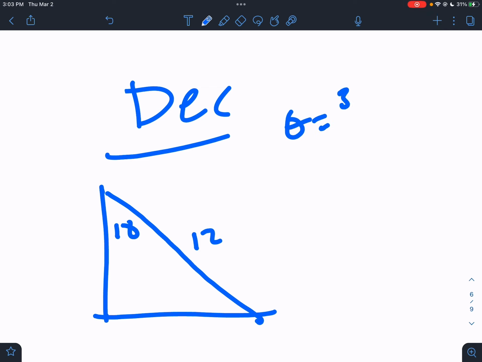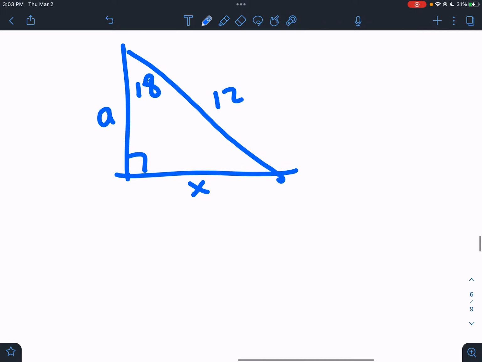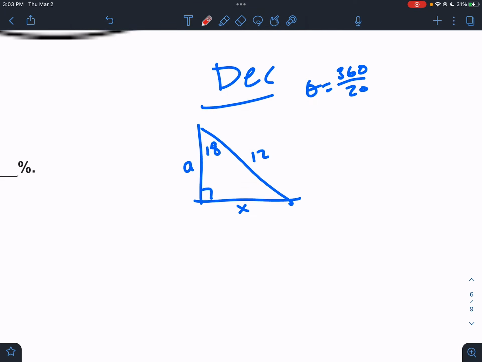Theta is going to be 360 divided by 20, which is 18 degrees. And I need both the base and the apothem. I need both of those sides. 12 is not the base or the height. I need A and X. So I will solve for X first.